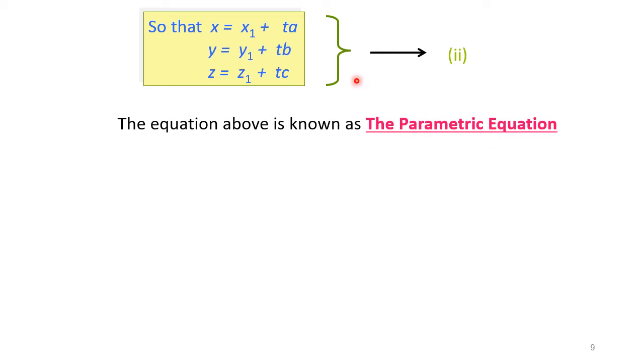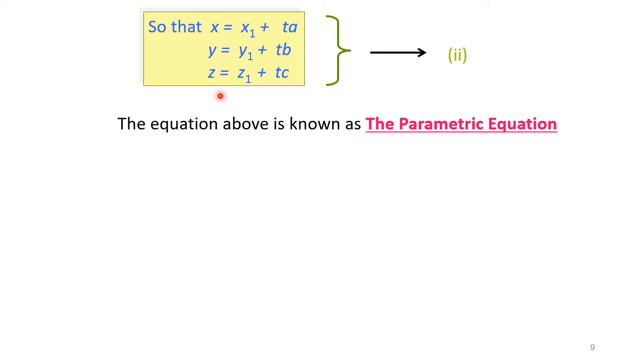Remember we compare all of the i components, so we get the equation of x. We compare all the j components, so we get the equation of y. And then we compare all the k components, we get the equation in terms of z. This is what we call parametric. So remember parametric: only the x component, only the y component, only the z component, okay?